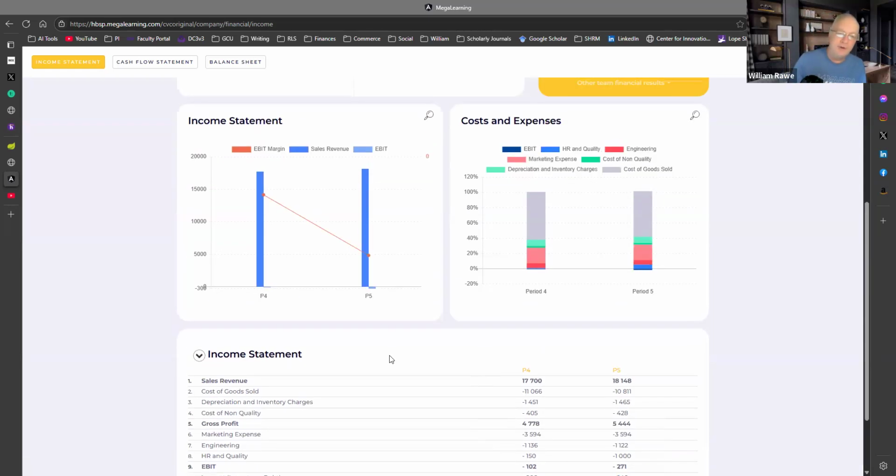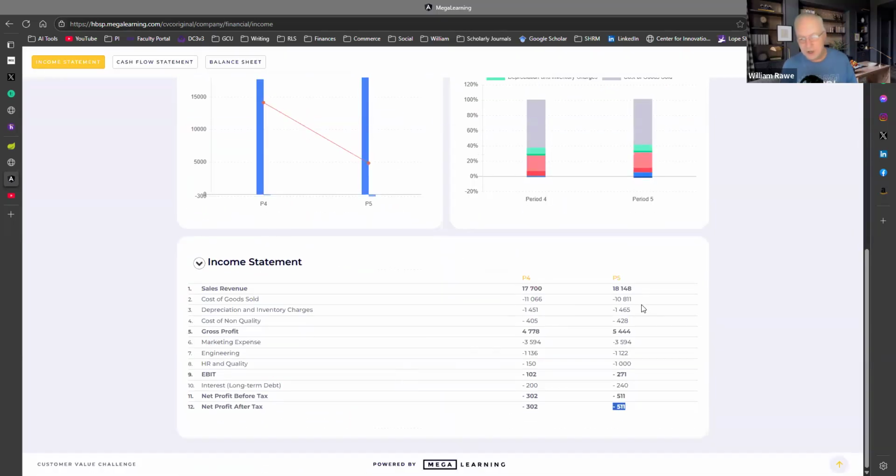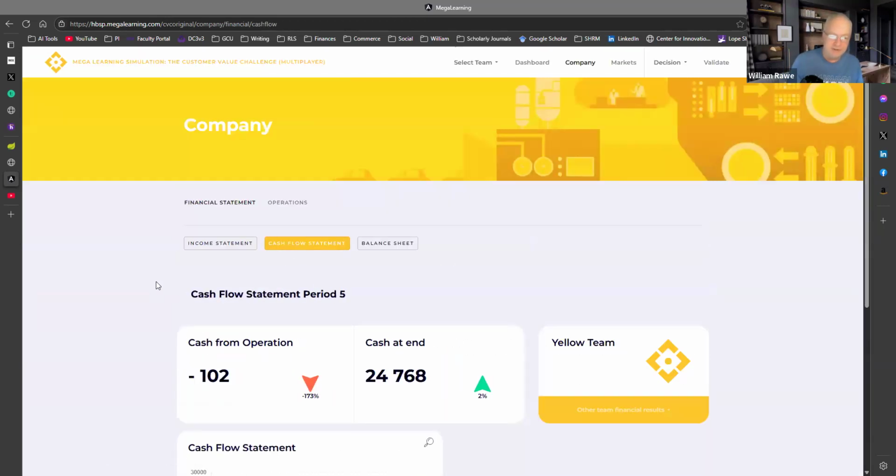You need to review your income statement after each decision. I want you to look at each column and see if there were major changes from one period to the next. Look to see if you made a gross profit. Is the gross profit this time better or worse than last? If it's better, what ate up most of our profit? And here we can see everything else being the same. If I had not increased HR and quality as much, I could have made a profit. We have a cash flow statement.